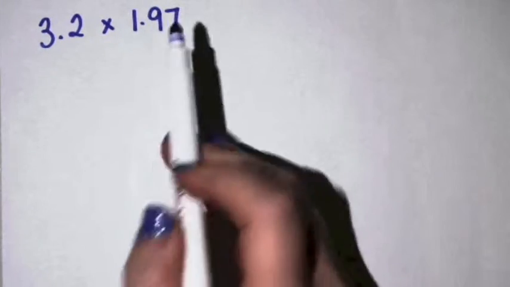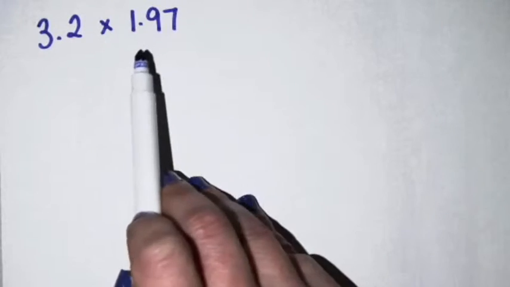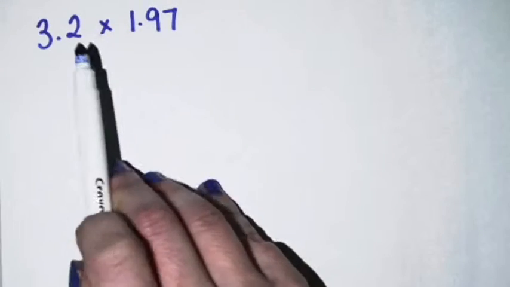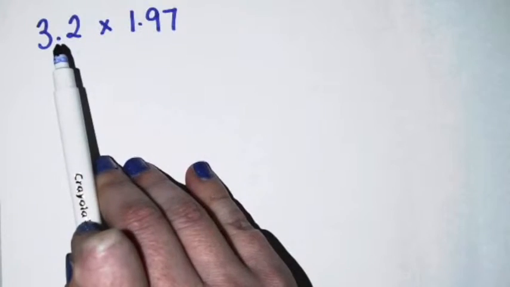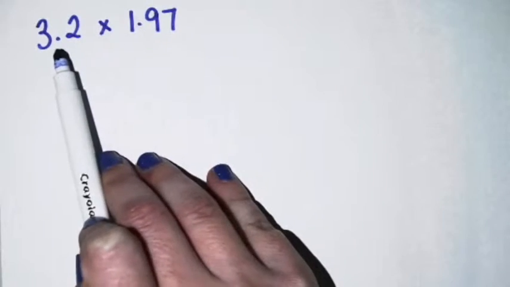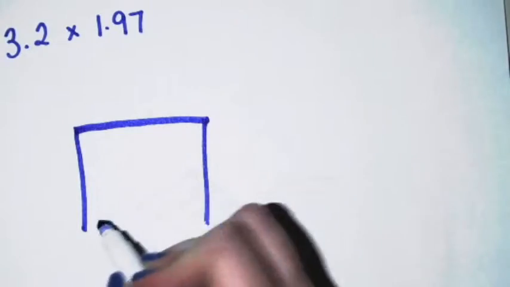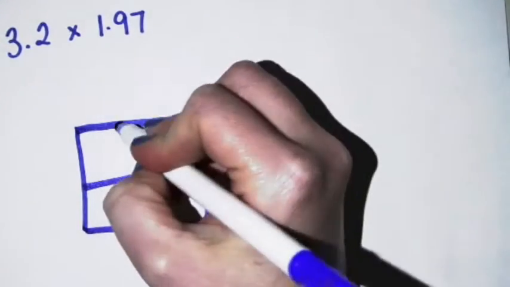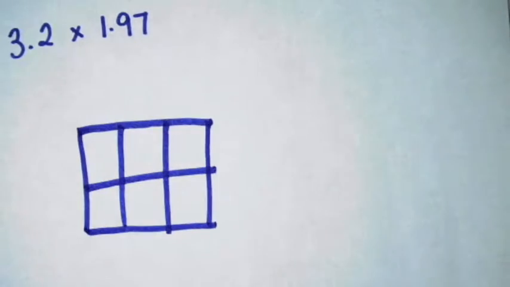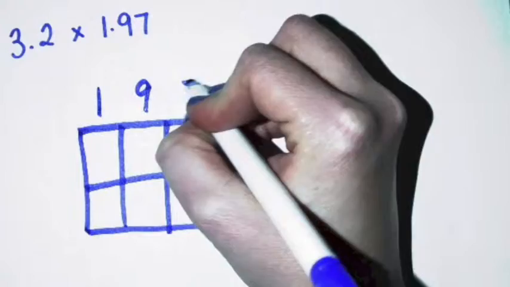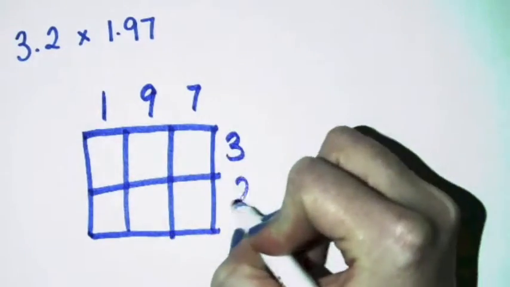To make sure that you saw an example of how to use the lattice with decimals. So right here I have 3 and 2/10 times 1 and 97 hundredths. So really, if I look at this and I ignore the decimal, this is a 3-digit number times a 2-digit number. So again, I would need 3 boxes by 2 boxes. So 6 total boxes. 3 times 2, which is 6. So I would need 3 by 2. Again, I'm just ignoring that decimal. I'm going to say this is 197 and then 3, 2.